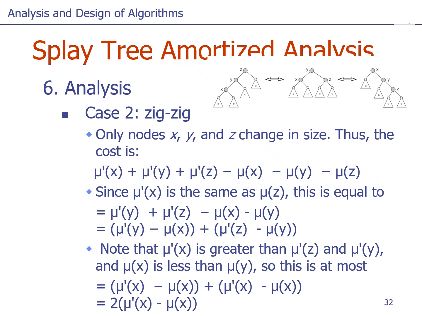So historically I started with x 2 levels away and y was 1 level away. So at most this term I'm looking at evaluates to 2 mu dash x minus mu x. Now this is interesting because what I'm saying is at most the cost of this operation is going to be the difference between the new balance of x and the old balance of x, 2 times. And the question is, do I have this in the bank?